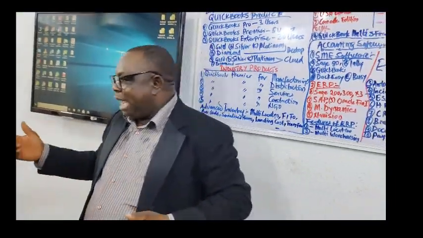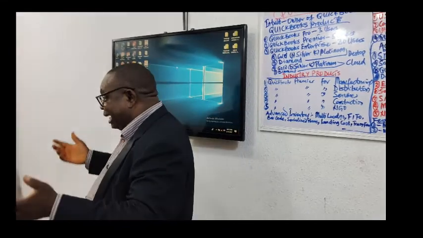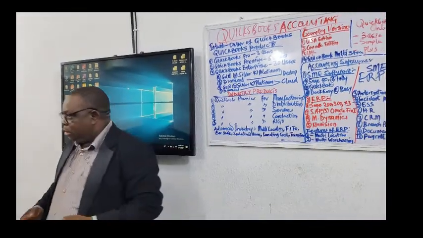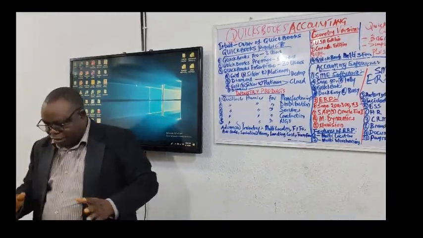Then the cloud. The cloud is powered by internet. You can only use internet to access it. So anywhere you are, you can have access to your database because your databases are stored in the cloud. This is part of what we are saying about cloud accounting. Cloud accounting came into being 17 years ago in the United States of America. So part of the cloud accounting system is what QuickBooks has developed for us to use. That is Cloud Enterprise. So that is two.